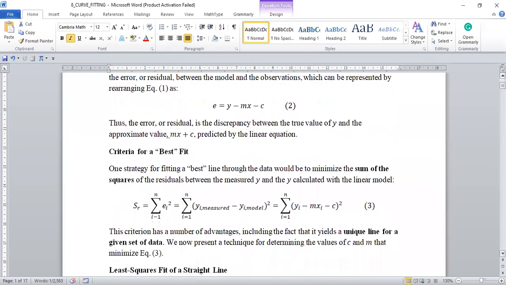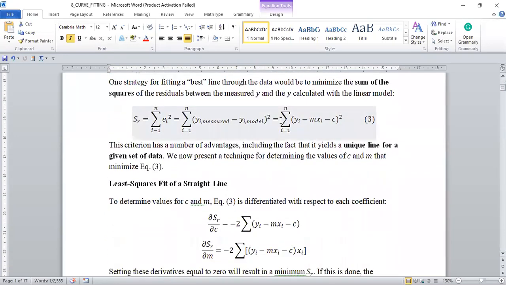In order to do that, we are going to differentiate this particular equation with respect to each of the coefficients. So we differentiate this with respect to c, c being the intercept. And when you differentiate it, you arrive at this equation. Then you're going to differentiate this same equation now with respect to m. This is the result of the differentiation.